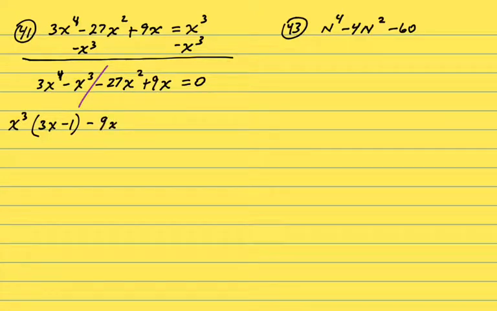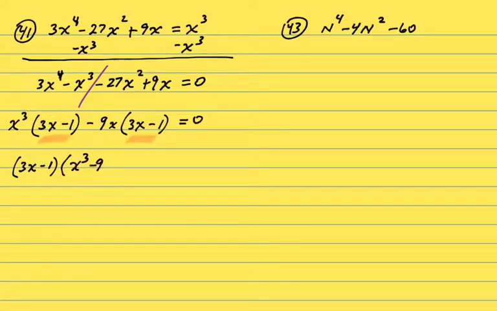Does that look better? Okay, if I take out a 9x, what would be here? 3x, hopefully minus 1, right? Does that work out? Is that negative 27x squared plus 9x? Yes. Now, what do both of these have that could be factored out? A 3x minus 1. If you take a 3x minus 1 out, what remains?